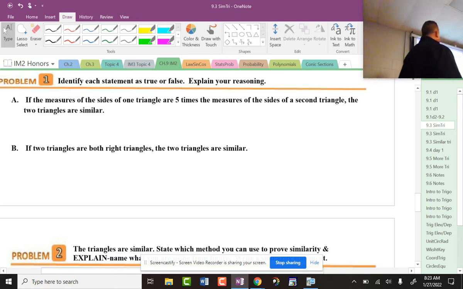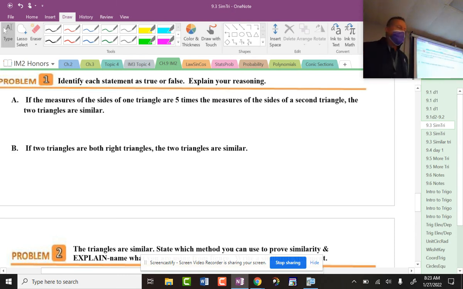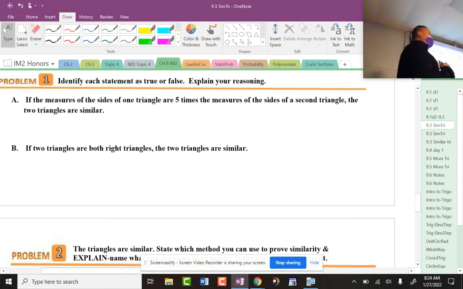Identify each statement as true or false. Explain your reasoning. Okay. Kind of read those and maybe tackle those on your own, even though we only have 12 minutes left, so I really got to get going here. All right. The measures of sides of one triangle are 5 times the measure of the sides of a second triangle. The two triangles are similar.